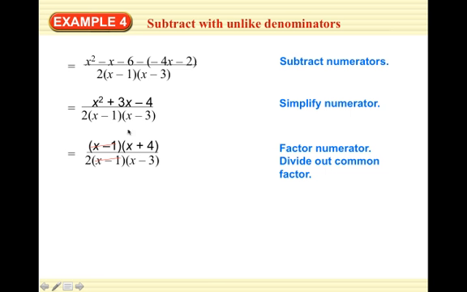So now we start looking, and remember, it's all or nothing. The binomials match up completely, or we can't cancel them. Well, we have an x minus 1 on top and an x minus 1 on bottom, so those two cancel, and so we're left with x plus 4 over 2 times x minus 3.